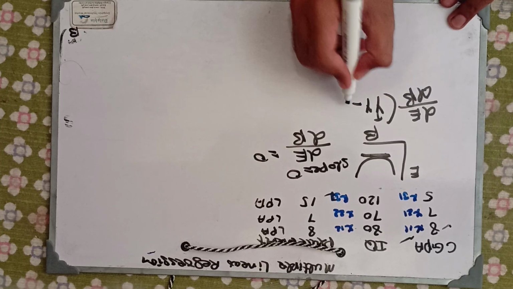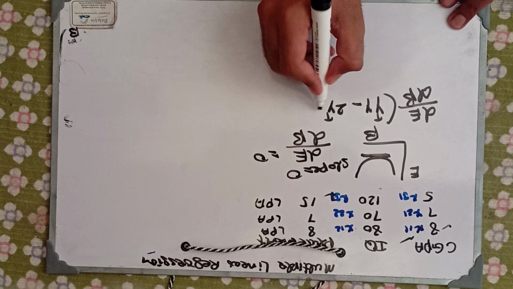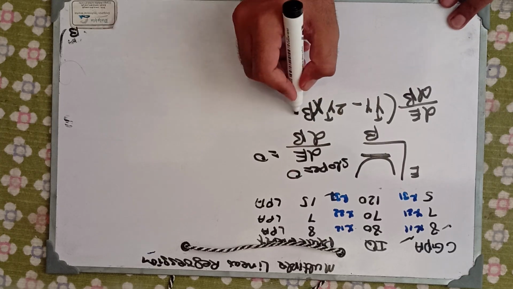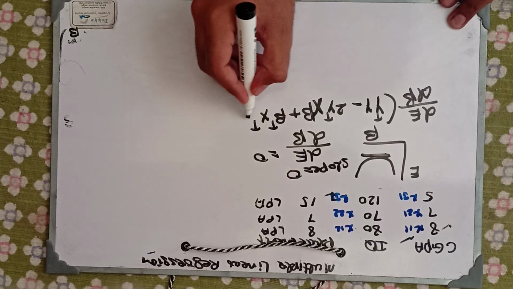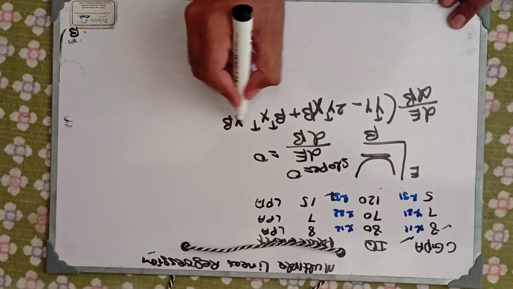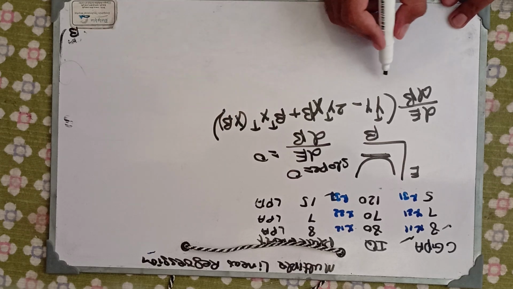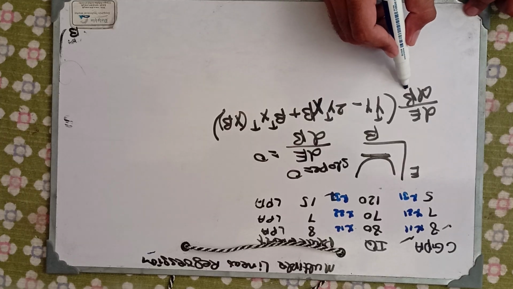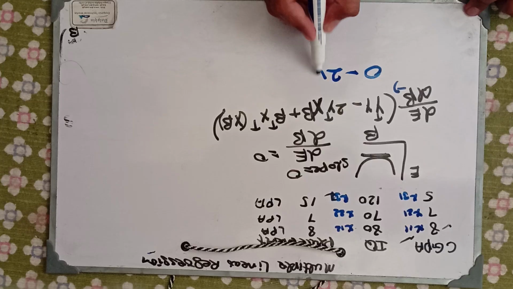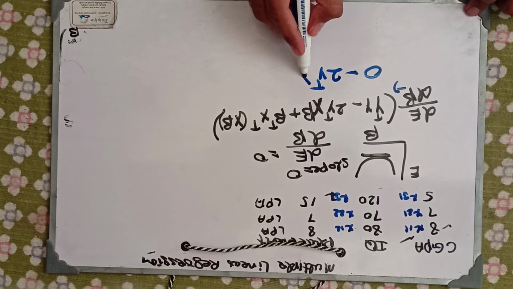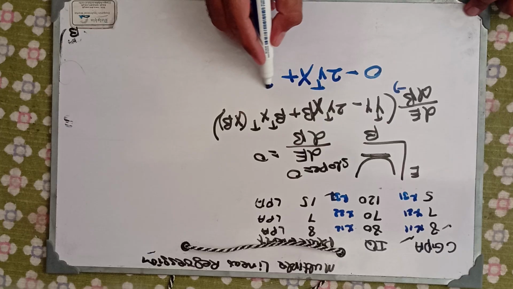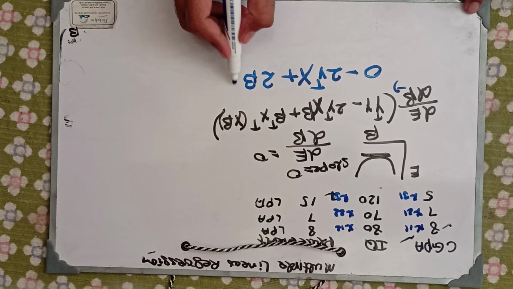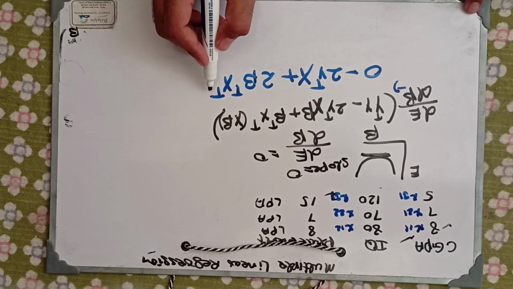So we will write dE over d beta of y transpose y minus 2 y transpose X beta plus beta transpose X transpose X beta. If we take the derivative with respect to beta, the first term becomes 0, the second becomes 2 y transpose X, and the third becomes 2 beta transpose X transpose X, right?